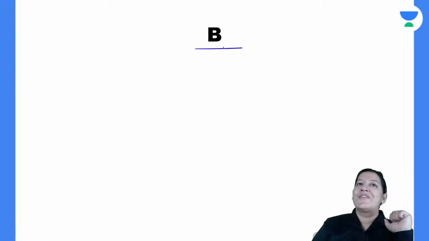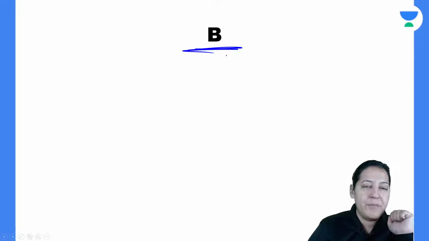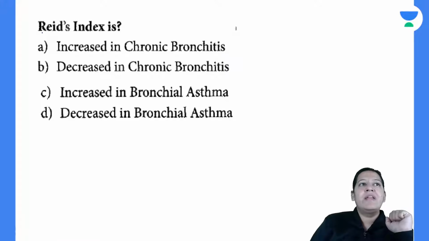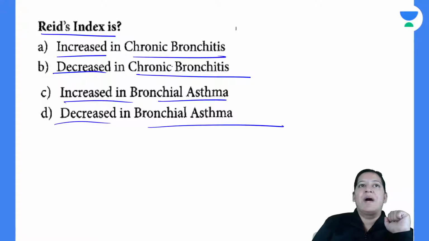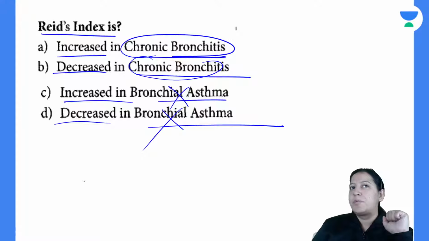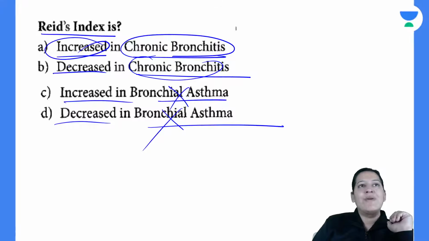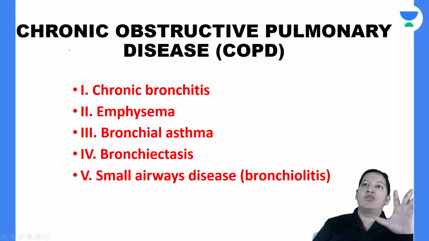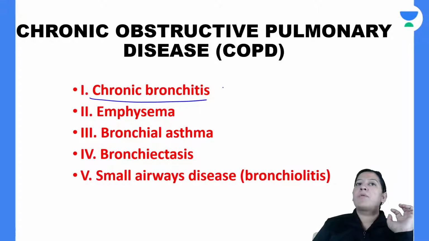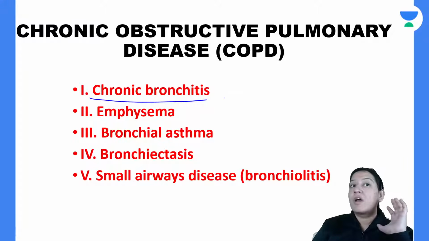So the correct answer here is B. It is useful in chronic bronchitis, right? What is Reid index? Is it increased in chronic bronchitis or decreased in chronic bronchitis? Increased in asthma or decreased in asthma? Of course, it is useful in chronic bronchitis, not in asthma. So rule out these two options. In chronic bronchitis also it is increased, not decreased. So the correct answer here is A. That is how you have to approach your questions. So many questions from chronic bronchitis are based on the Reid index.